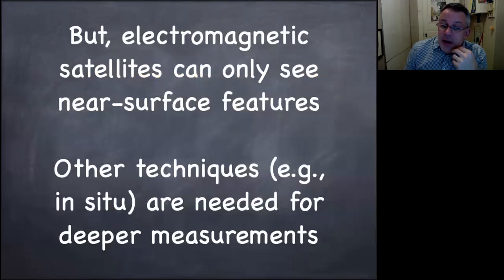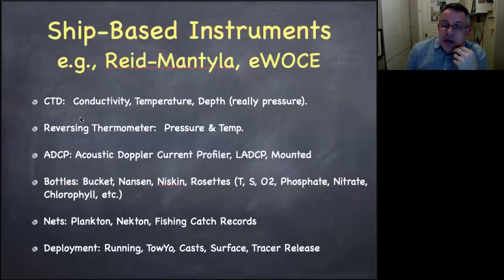You need to get other kinds of instruments to get into the deep. You can only see the surface from satellites. What are some of the deep instruments? CTD measures conductivity, temperature, and depth, or actually really measures pressure with a strain gauge. But you put those three together and that's the classic measurement of the ocean. Just like the reversing thermometer could measure those three properties, we now have an electronic kit. It's a small thing, only about the size of your thumb, that measures these three at the same time.